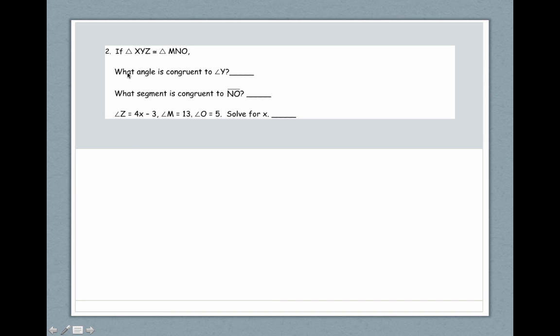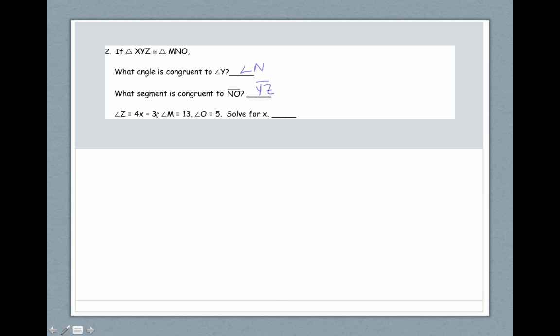Okay, so now we're given congruence. We're given that triangle XYZ is congruent to triangle MNO. So which angle is congruent to Y? Well, Y's in the middle, N's in the middle, so it's angle N. What segment is congruent to NO? So that's the last two guys, YZ.